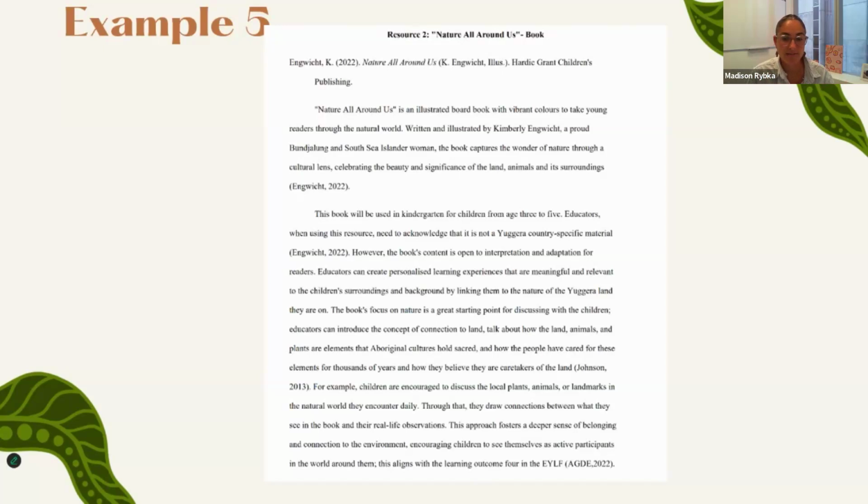They've even given an example. For example, children are encouraged to discuss the local plants, animals, or landmarks in the natural world they encounter daily. This approach fosters a deep sense of belonging and connection to the environment.